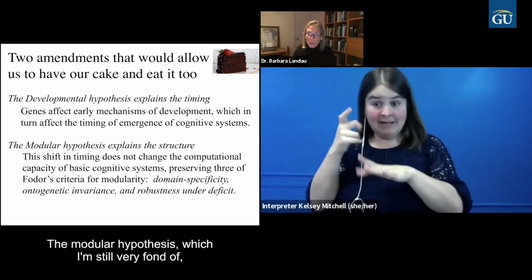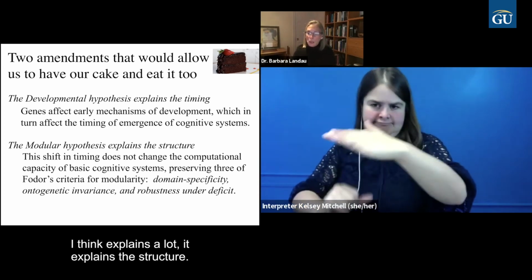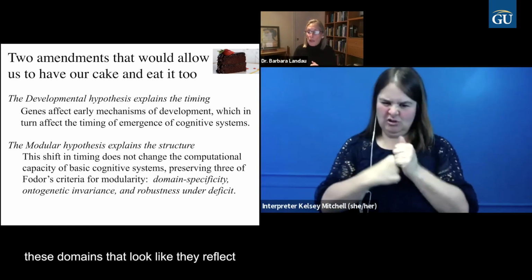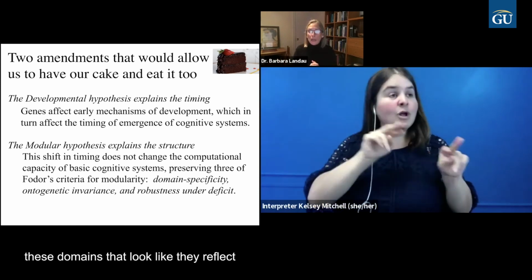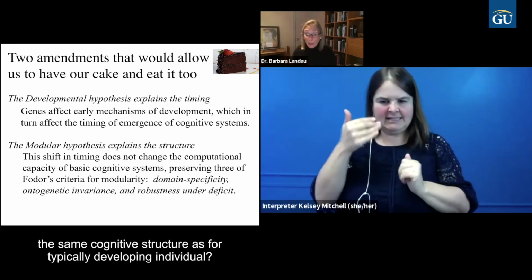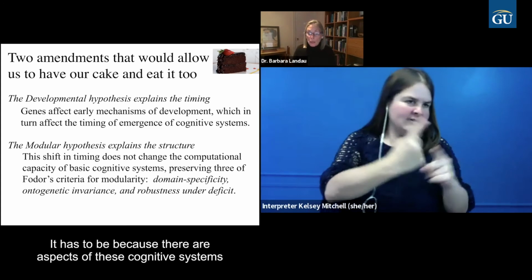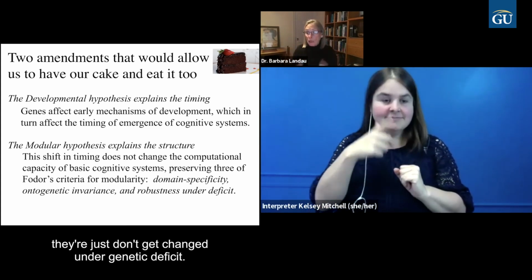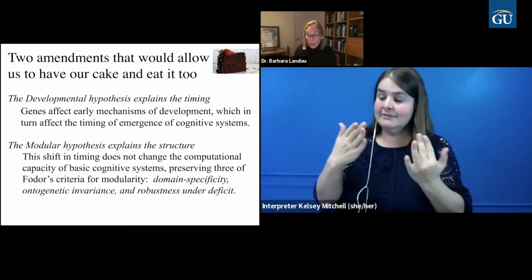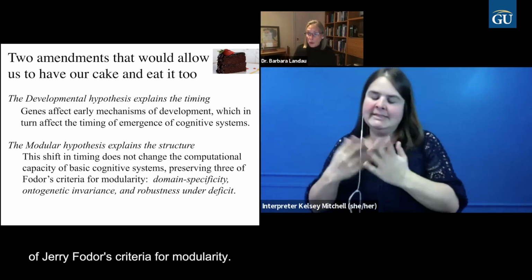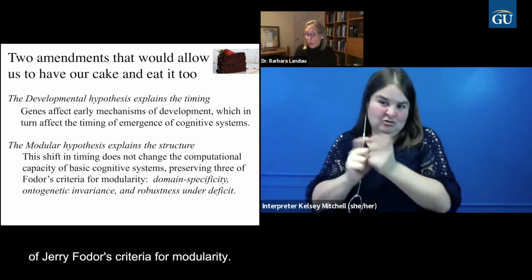The modular hypothesis, which I'm still very fond of, I think explains a lot. It explains the structure. How did we get these structures in all of these domains that look like they reflect the same cognitive structure as for a typically developing individual? It has to be because there are aspects of these cognitive systems that just don't get changed under genetic deficit. And I would say that fact preserves at least some of Jerry Fodor's criteria for modularity.